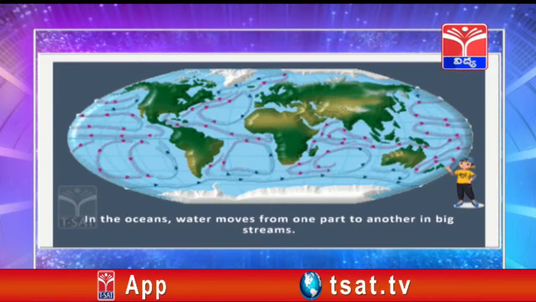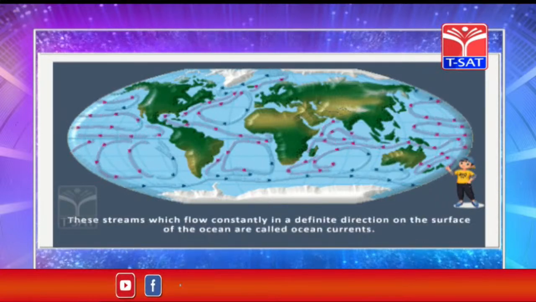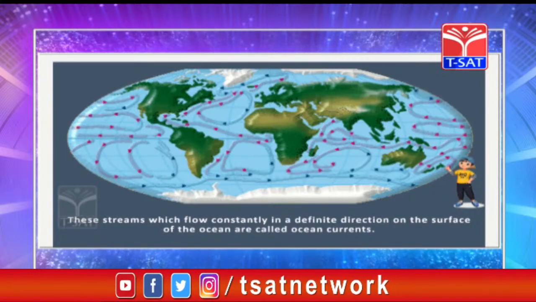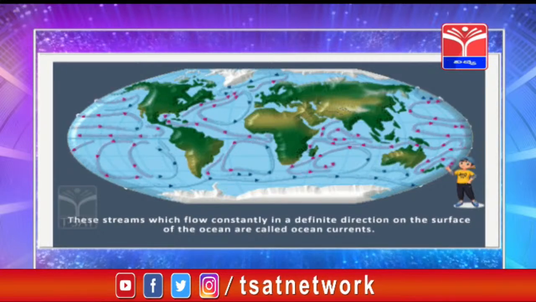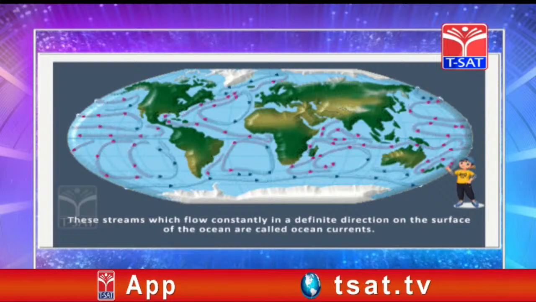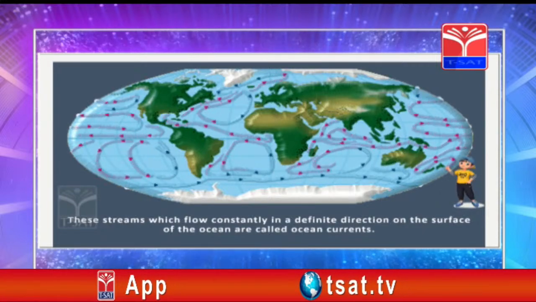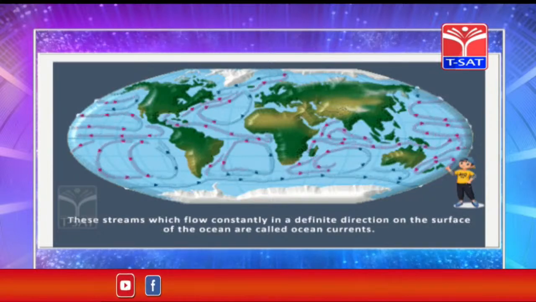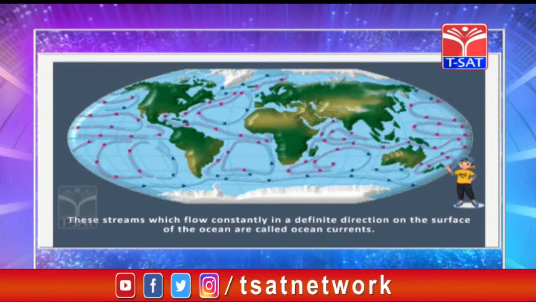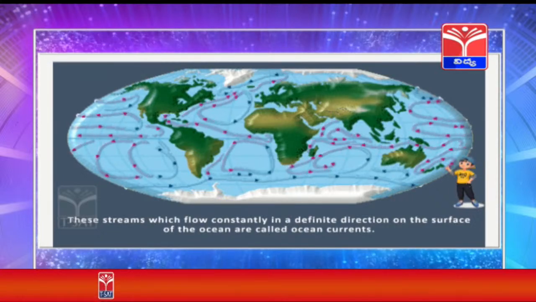In the ocean, water moves from one part to another in big streams. And these streams, which flow constantly in a definite direction on the surface of the ocean, are called ocean currents. Ocean currents are of 2 types, that is the warm currents and the cold currents. The warm currents are the ones which move from the equator towards the poles, and the cold currents are the ones which move from the poles to the equator.